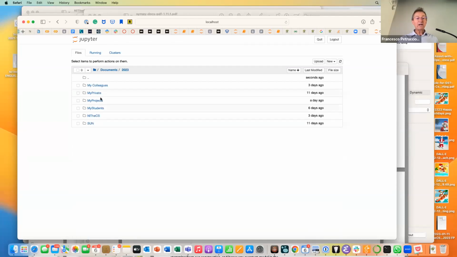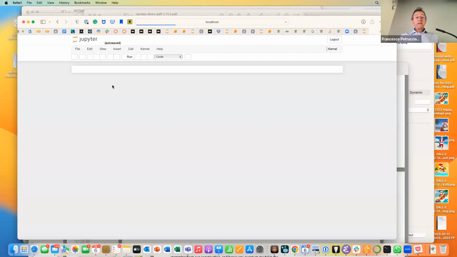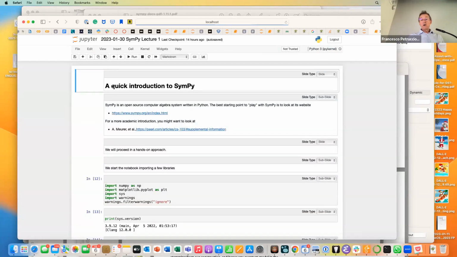Then you go to your documents. Let me go to where I have the lectures now. I go here, and here you see I have SymPy, and somewhere here I have notebooks. Today we were in SymPy lecture 1. You click there, and it opens Jupyter Notebook in your browser. If you don't have a file to open, you can create one and save it wherever you want. So that's how to deal with Jupyter Notebook.